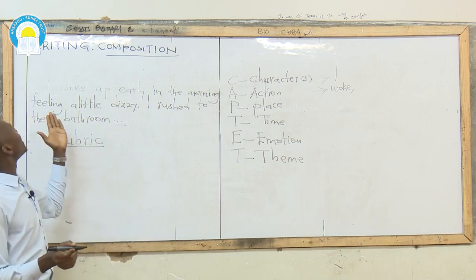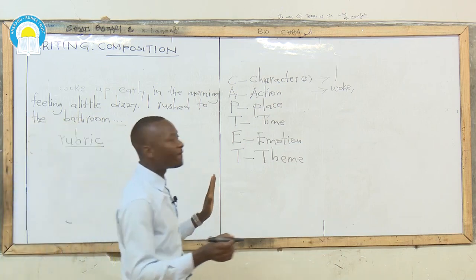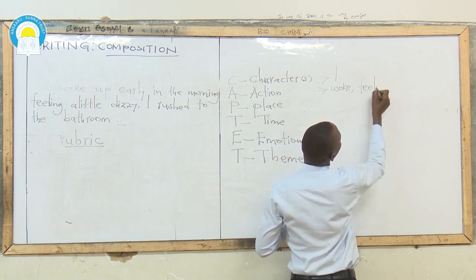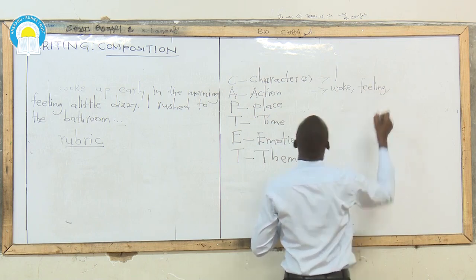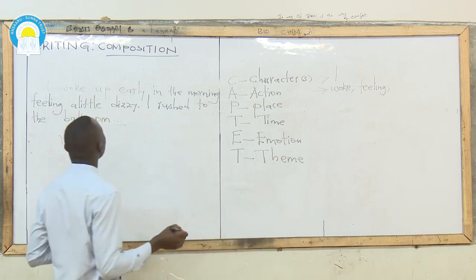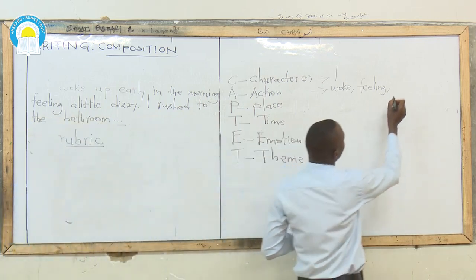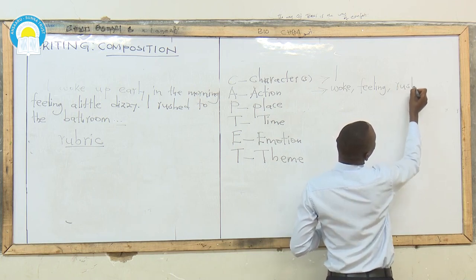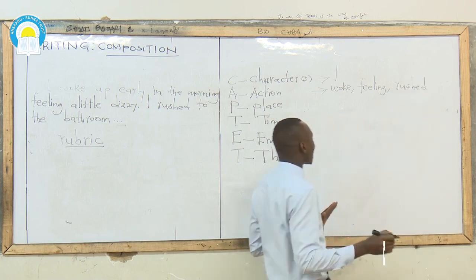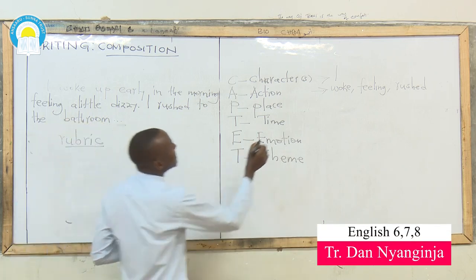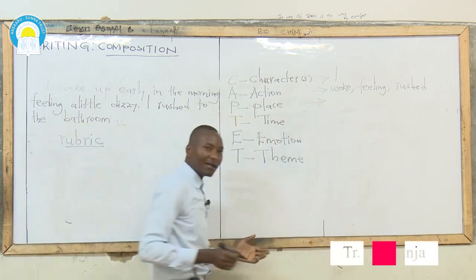Okay? Feeling. That one is another action. I'm feeling a little dizzy. I rushed. There's also the one rushed. So we have 3 actions: woke, feeling, rushed. Okay? Then place.